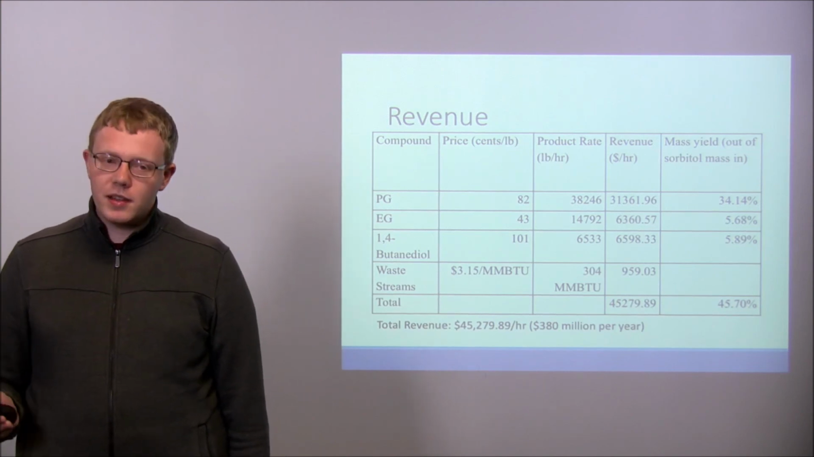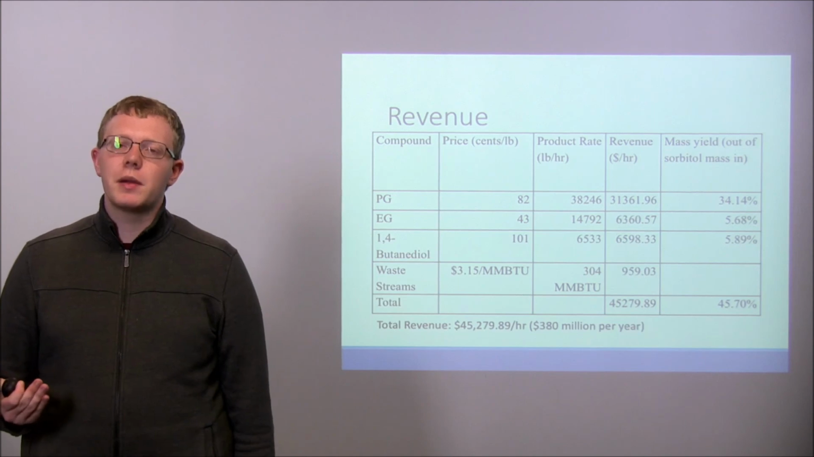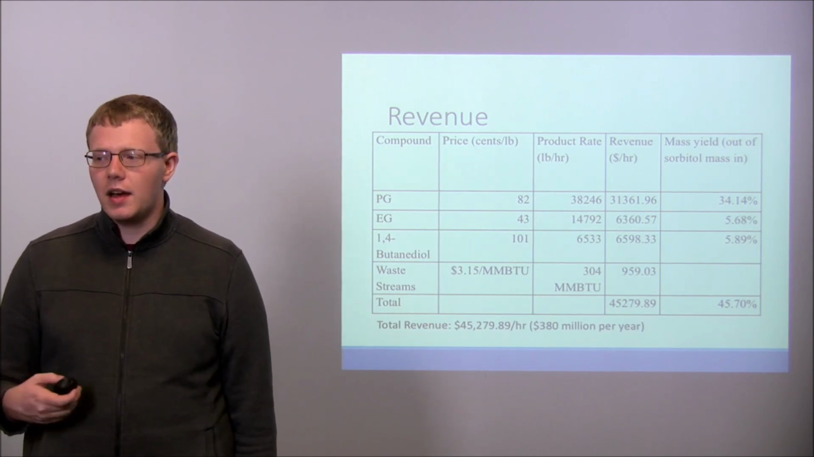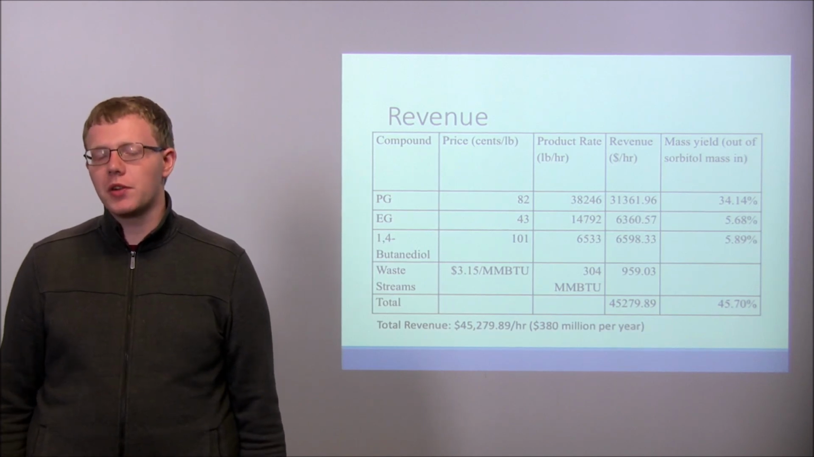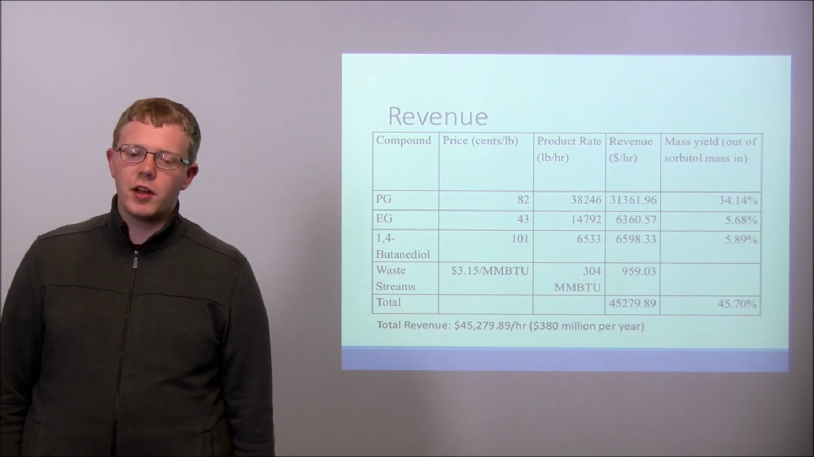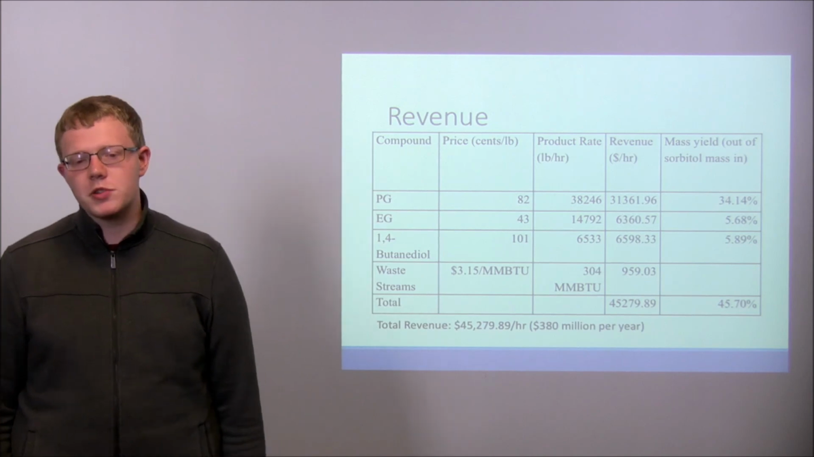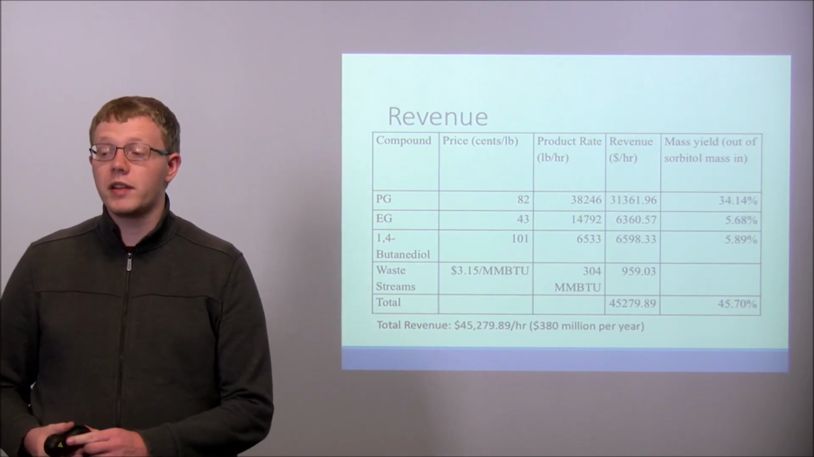Looking at ethylene glycol, it is a side product and it doesn't sell for a really great price. However, it's acceptable enough because we're making a significant quantity of it, so it's well worth purifying and selling. And then finally, 1,4-butane-diol. We're not making a huge amount of it, but it sells for a very nice price at 101 cents per pound. And so that's why we certainly pursued purifying that compound.